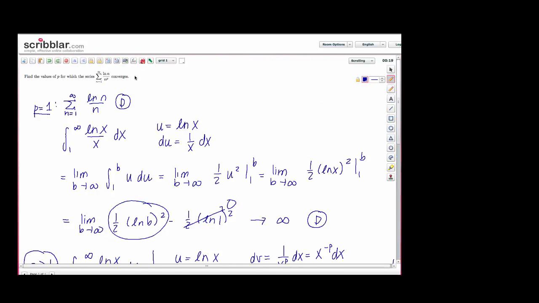So going back to answer our question, we're going to say that this series converges if p is greater than or equal to 1, and diverges if p is less than 1.